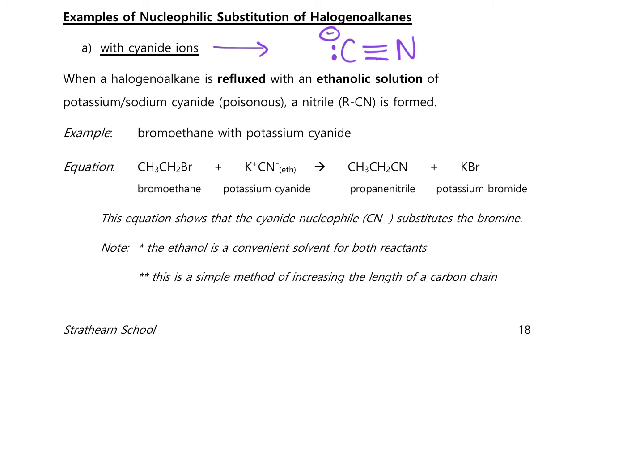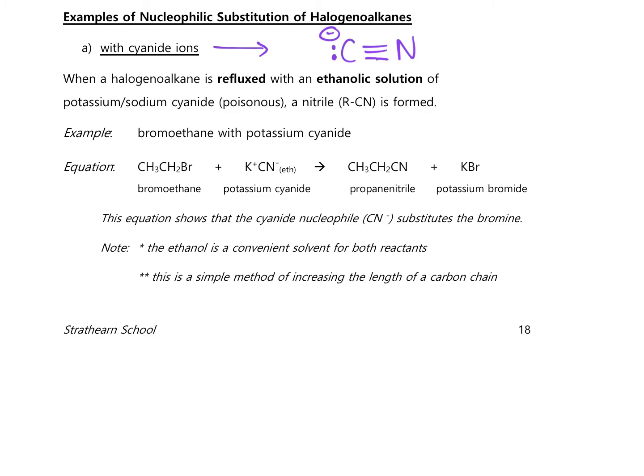So you're given the conditions there. We reflux a halogenoalkane with an ethanolic solution of potassium or sodium cyanide. That is poisonous, so this would have to be done very carefully in a fume cupboard and all the precautions taken. And then we form a nitrile, which I'll show you as our product. You can see the equation there.